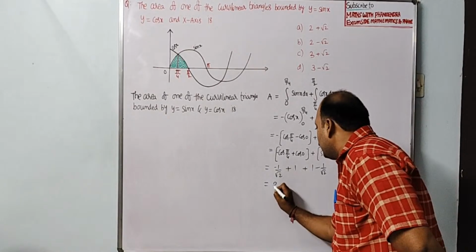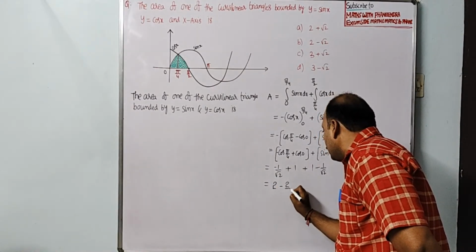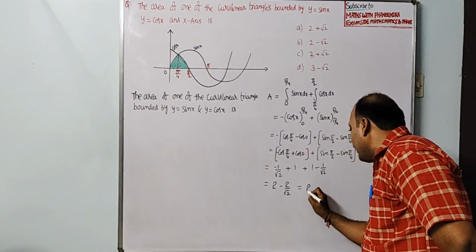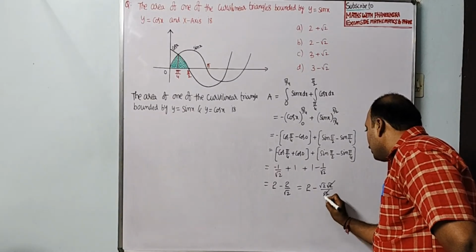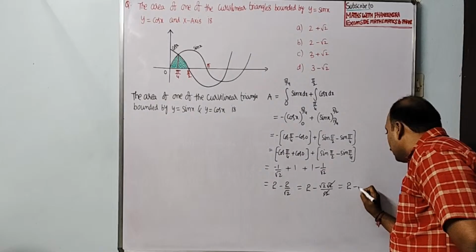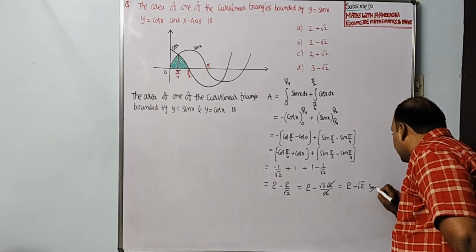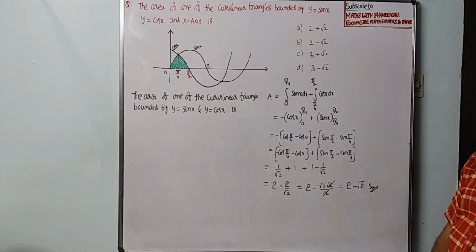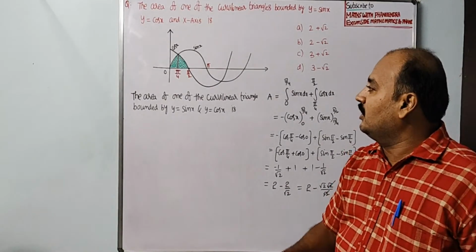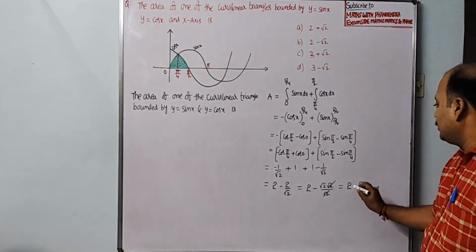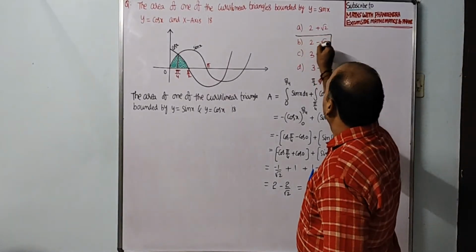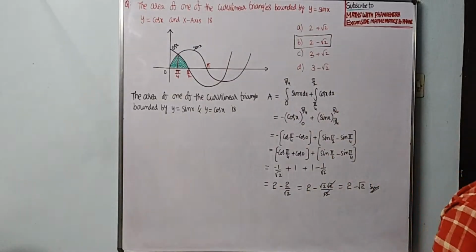So 1 plus 1 is 2, minus 1 by root 2, minus 1 by root 2, minus 2 by root 2. The 2 can be expressed as root 2 into root 2 divided by root 2. Root 2 gets cancelled. 2 minus root 2 square units. So therefore the area of one of the curvilinear triangles bounded by the curves y is equal to sin x and y is equal to cos x is 2 minus root 2 square units. I hope you understand this, students. We'll move on to the last question in this session.